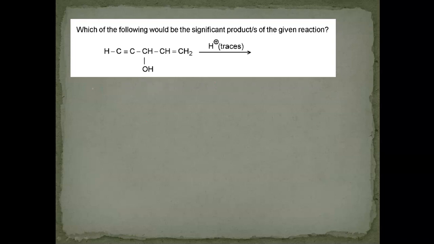Next, which of the following would be the significant product of the given reactions? So we are talking about the thermodynamically controlled product. Let's get started. First, H plus is going to protonate this alcohol, and H2O becomes a good leaving group. So we have H, C triple bond C, this is CH plus over here, then CH double bond CH2. Now we can see that this can be further delocalized. For example, if the double bond delocalizes from the left, we will have the intermediate carbocation as something like this.